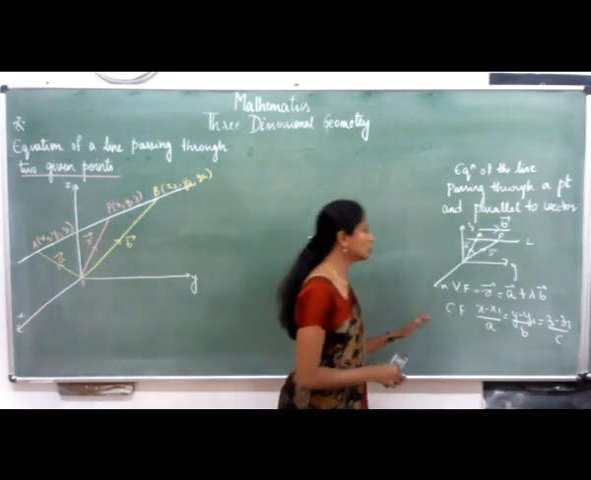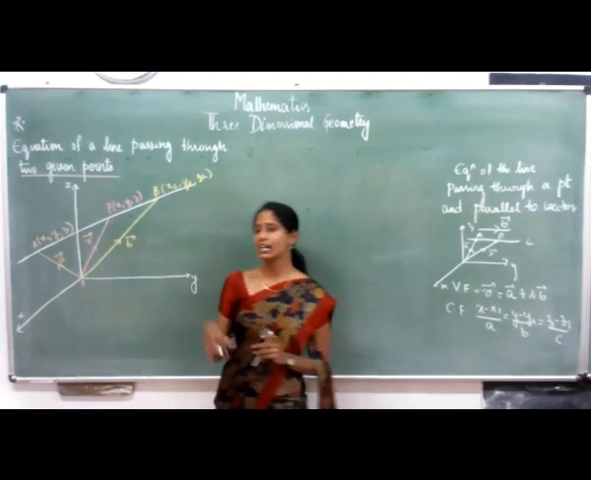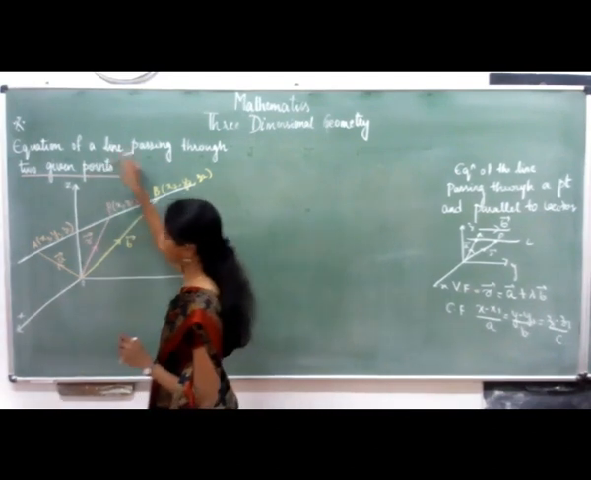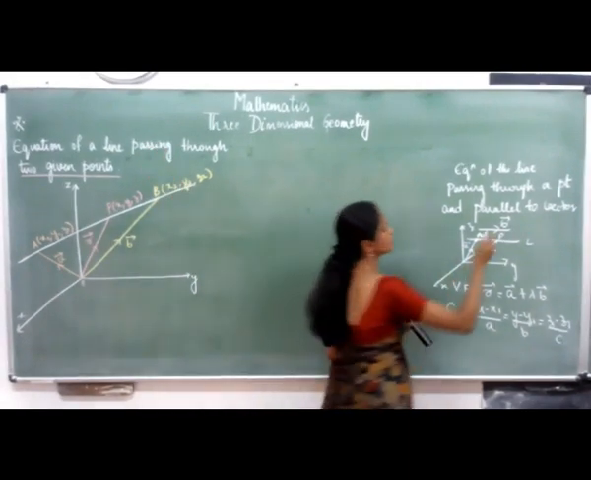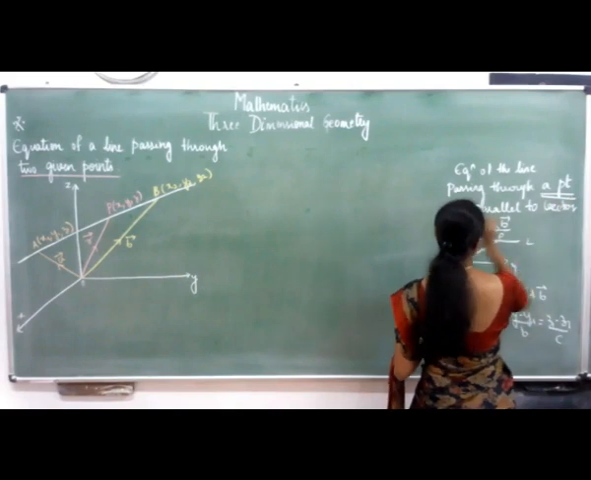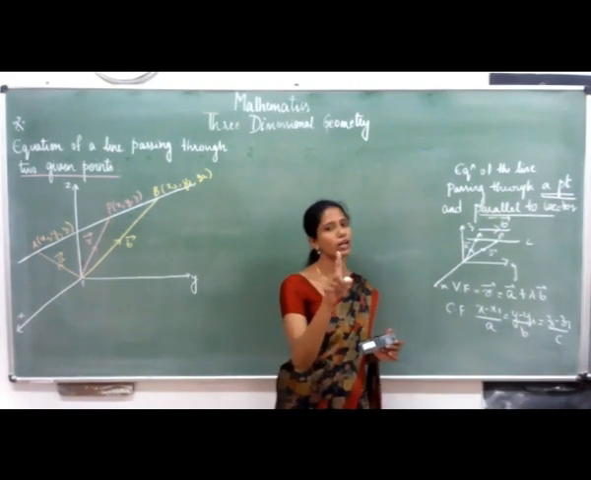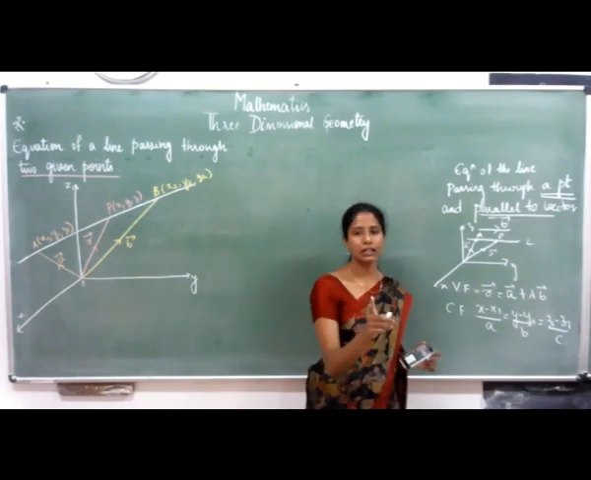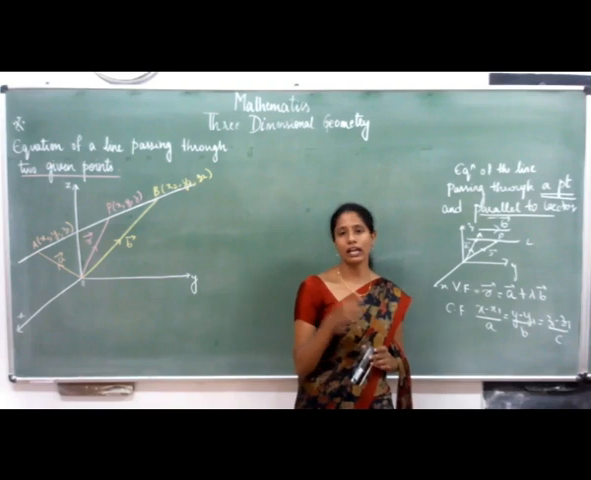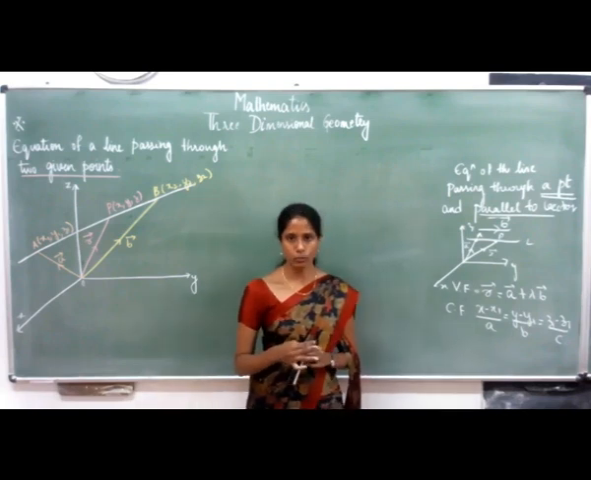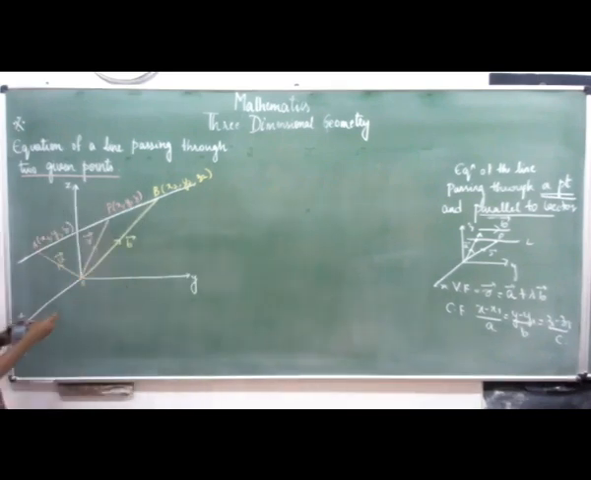So this was the derivation we did, and in today's class we are going to derive the equation of a line passing through two given points. Remember, yesterday's class was the equation of a line passing through one given point and parallel to a vector. In today's class we derive the equation of a line passing through two given points. Let us learn this, try to understand.